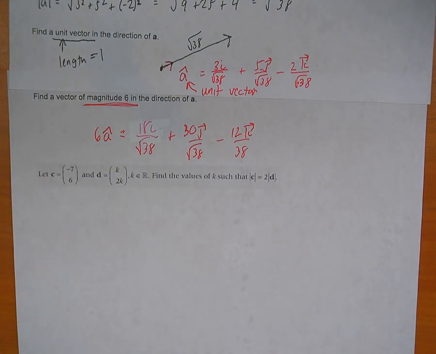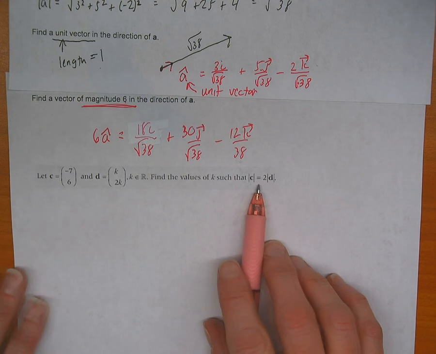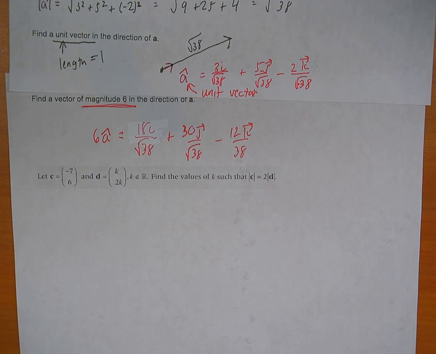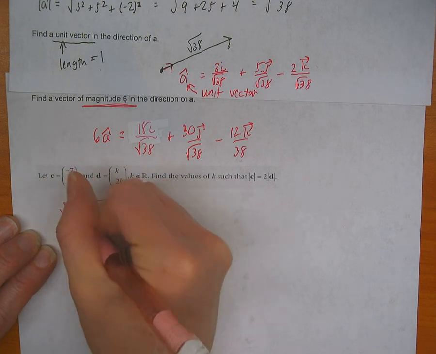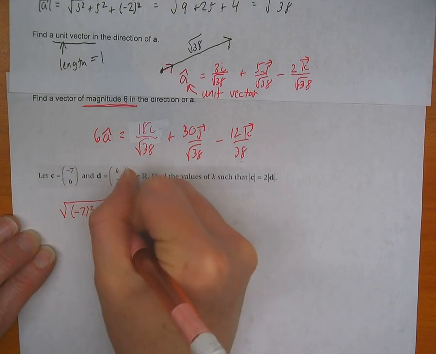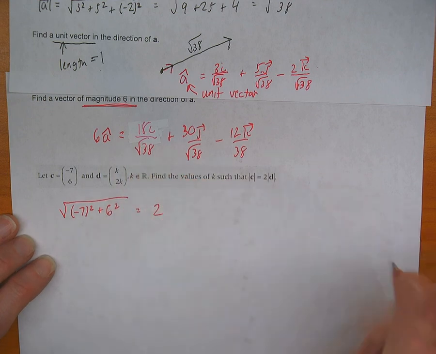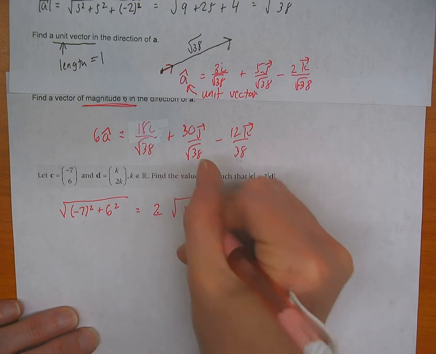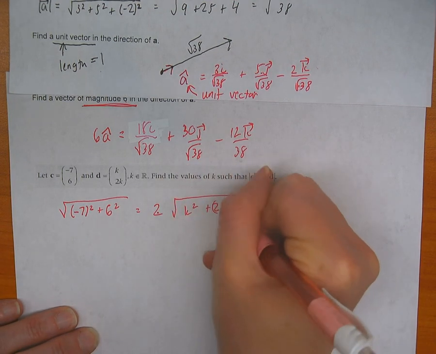Okay, one final problem. This time they give us 2 vectors, c equals negative 7, 6, and d equals k, 2k. And we are supposed to find the values of k so that the magnitude of c is twice the magnitude of d. Well, we really just fill the numbers in the formula here and then solve it. So the magnitude of c is going to be the square root of negative 7 squared plus 6 squared. The magnitude of d, notice I'm just carrying the 2 down here, will be the square root of k squared plus 2k squared.